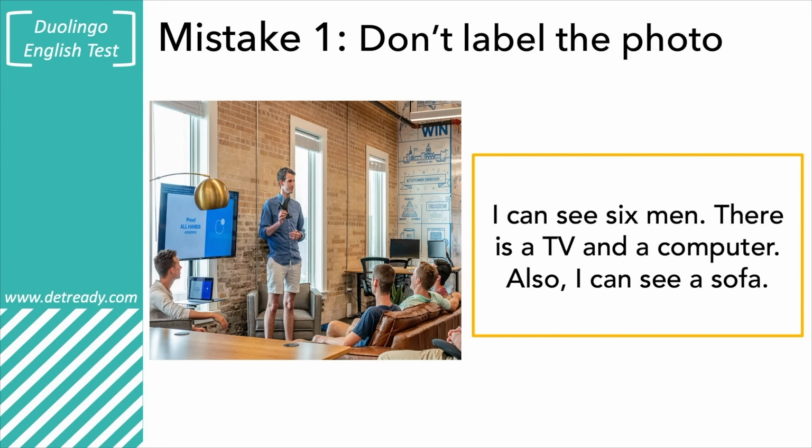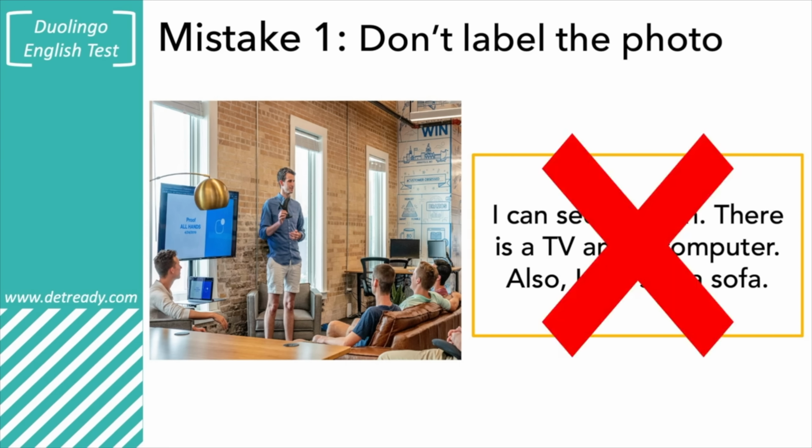Okay, so this is a photo, and this is what I mean by labeling. The student wrote, I can see 6 men. There is a TV and a computer. Also, I can see a sofa. So of course, this is not good enough. This is not a description. This is just a label. Instead, you want to try to go beyond labeling the items you can see, and you can describe what could be happening in the image, which can help you to tell a better story.